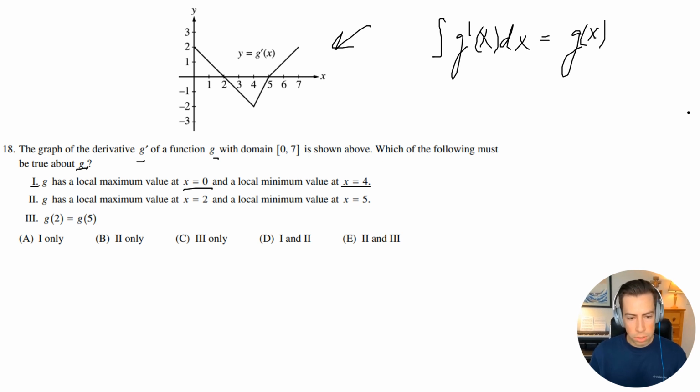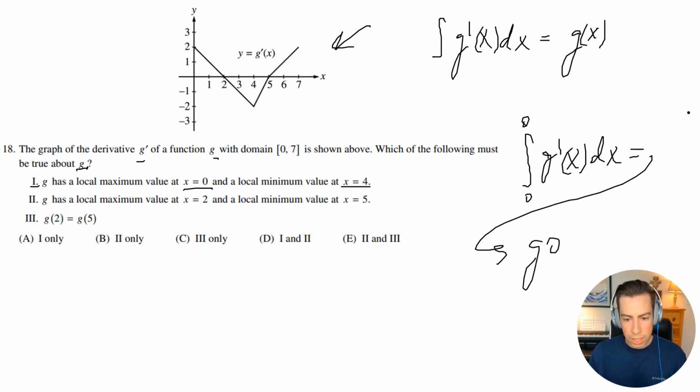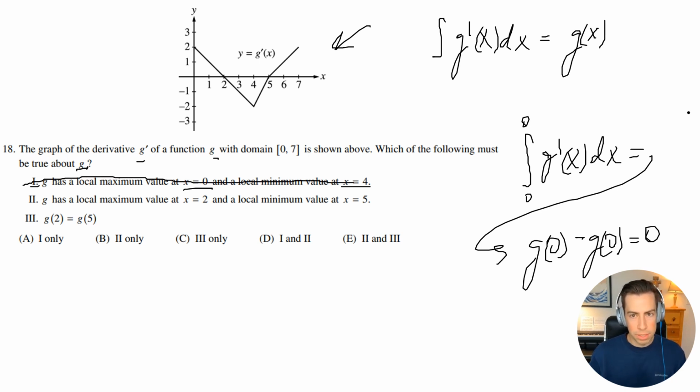If we want to figure out what is the value of g at 0, we're going to have to go from 0 to 0 of g prime, and let's go ahead and evaluate that out. So that's just going to be equal to g evaluated at 0 minus g evaluated at 0, which is in fact 0. So therefore, this is not true because a value of 0 cannot be a local maximum in this case.